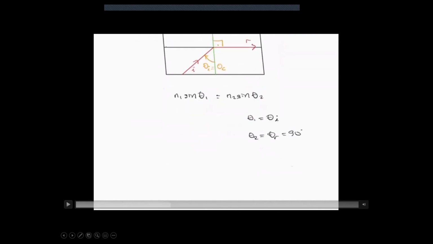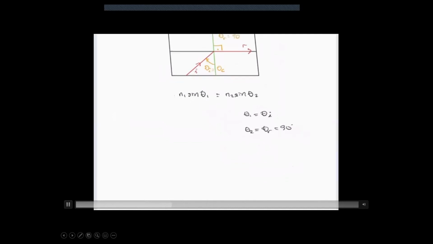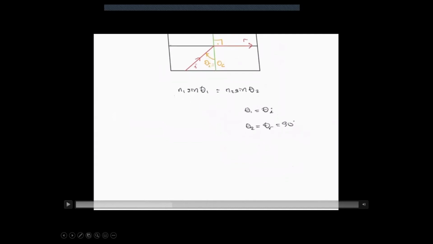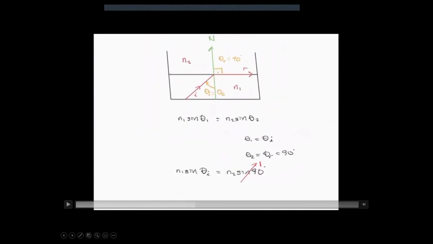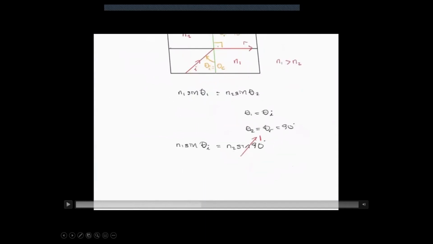Let's make a decision. The angle of incidence is the first one. n1 is going to be this medium, n2 is going to be the other medium. Here's the angle of refraction, which is going to be 90 degrees. Sine of 90 degrees is 1. n1 is the optically denser medium, n2 is the less dense medium, so n1 is going to be bigger than n2.